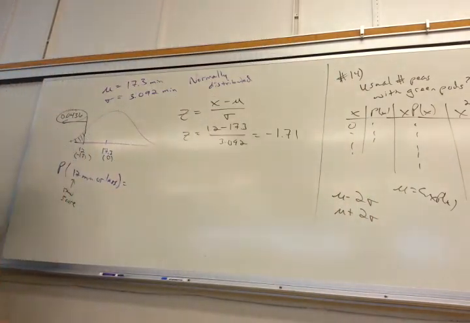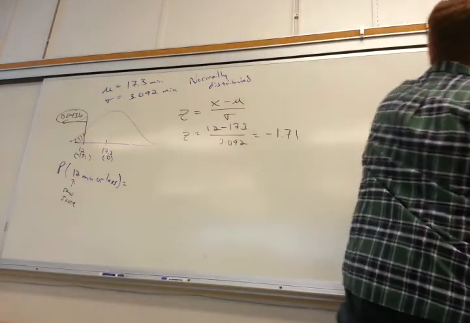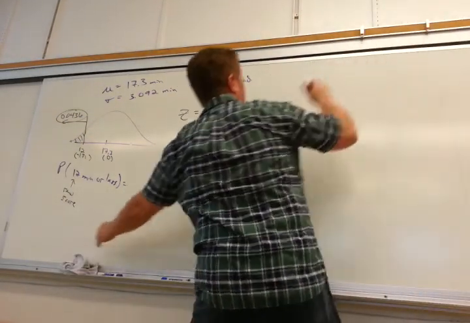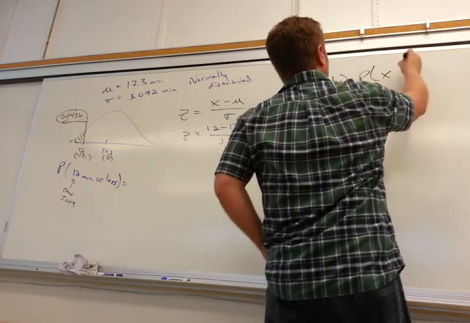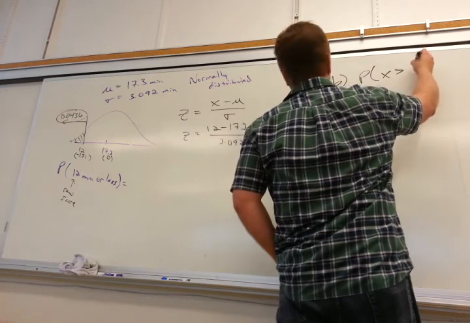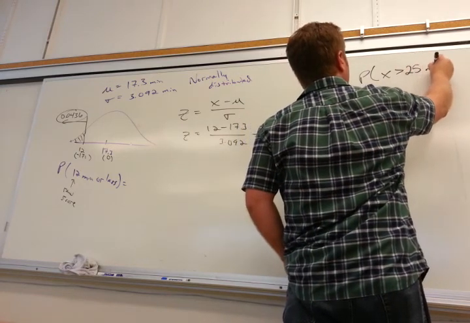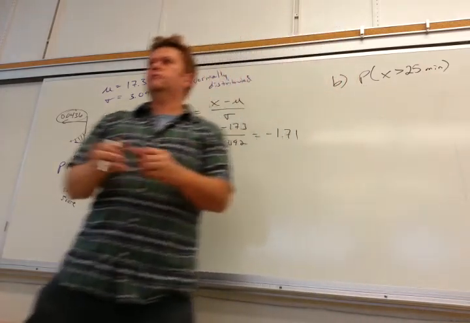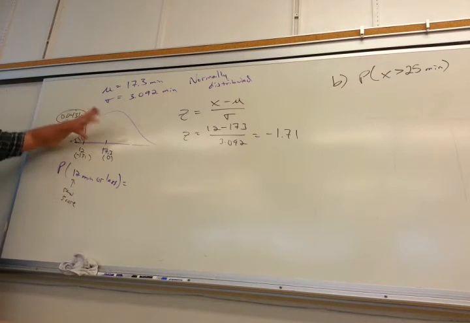Okay. Let's continue with the same idea here. Part B. You guys try this one on your own. What's the probability that it'll take me more than 25 minutes? Try that out. Draw the picture. Put the mean on there. Put the x value on there. Do all these steps.